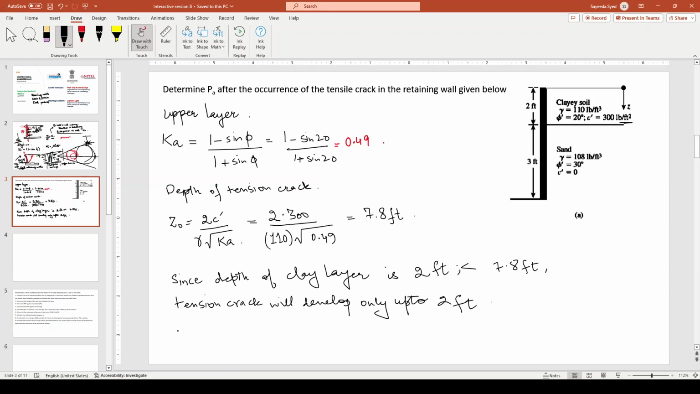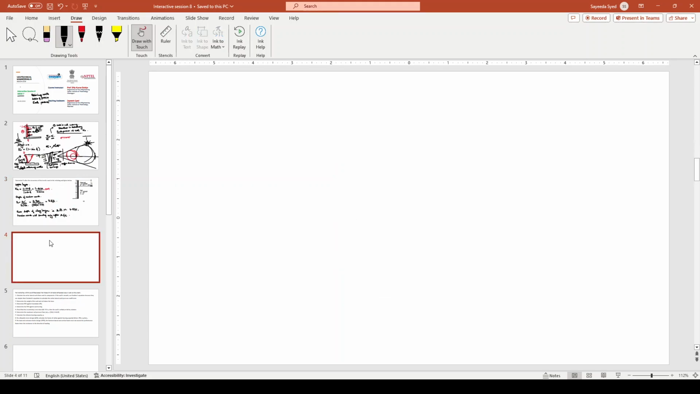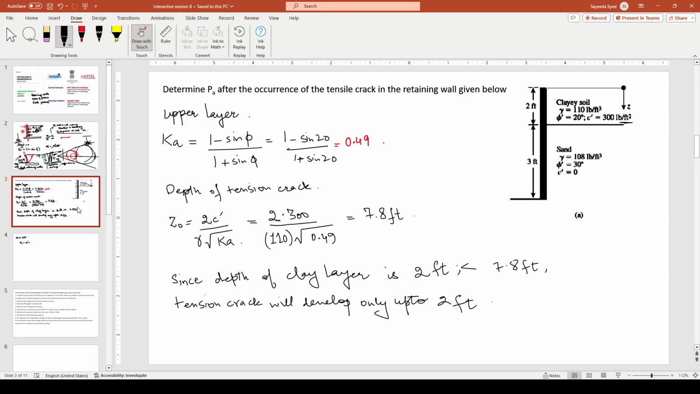So at z equal to 2 feet, sigma naught is equivalent to sigma naught dash, because there is no talk about any water table here, and this is equivalent to 2 into 110.